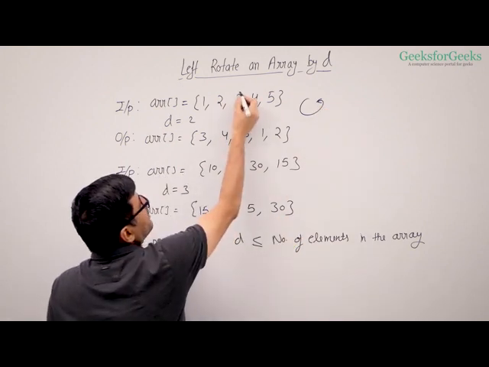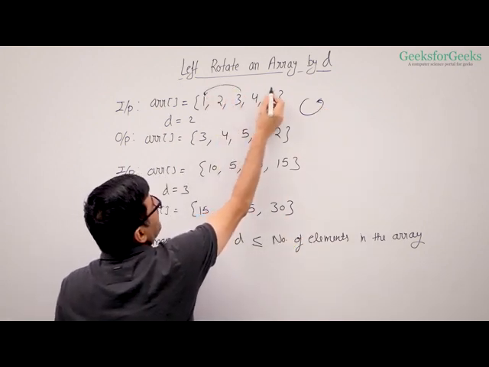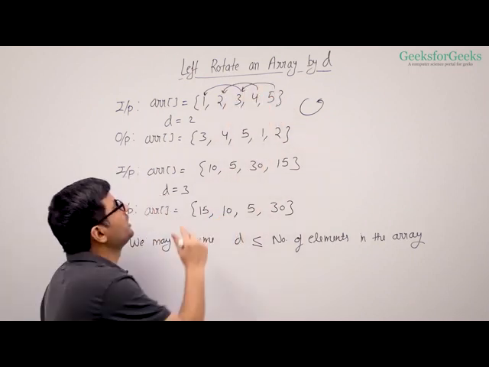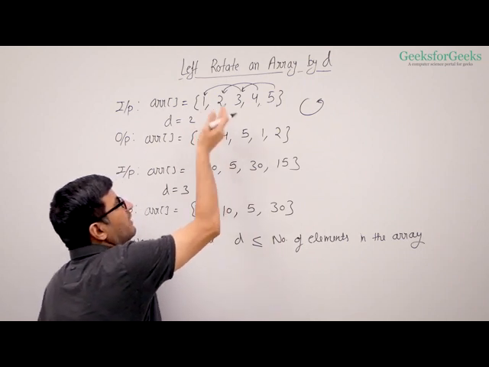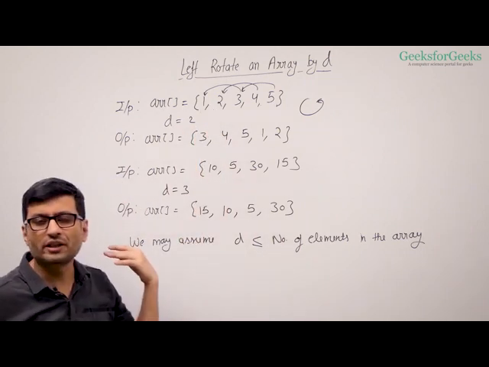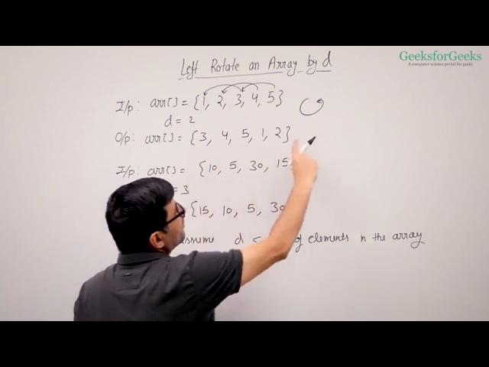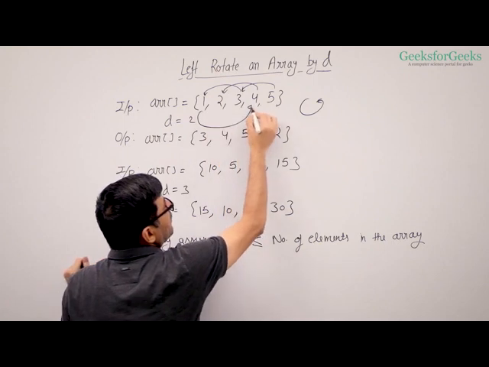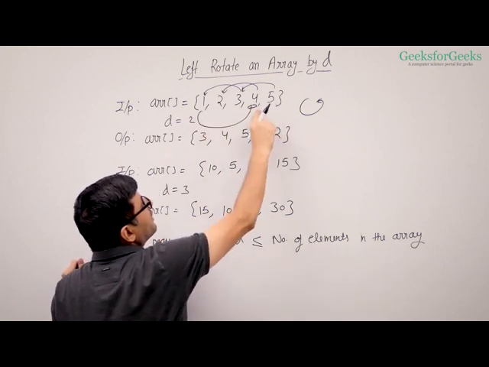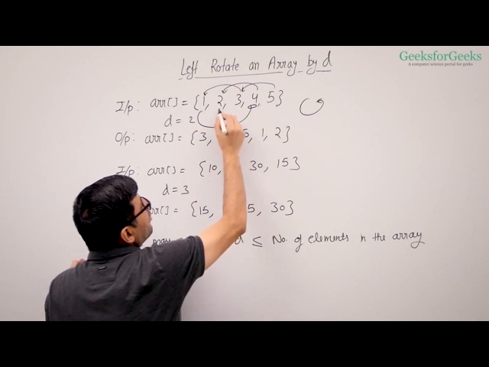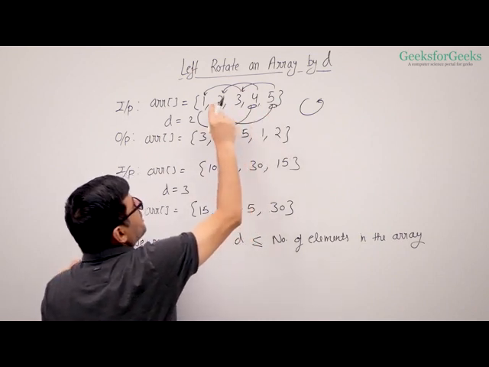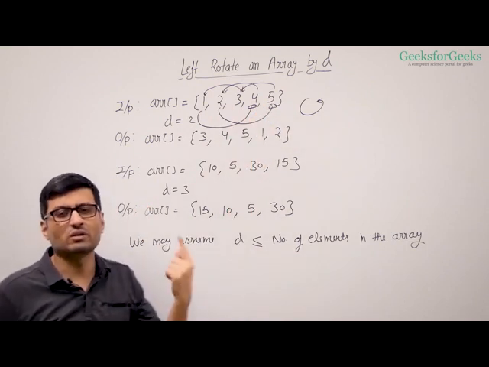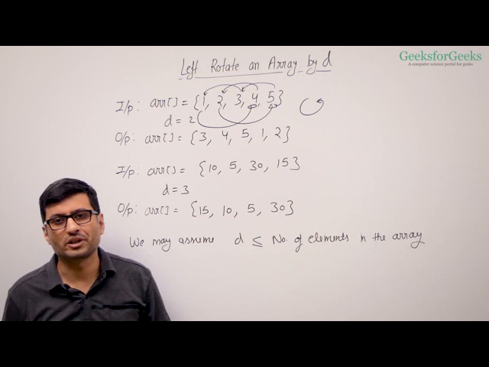So all these elements go 2 positions back. This goes 2 positions back. This goes 2 positions back. Please note that these 2 elements do not have anything on the left side, and they go 2 positions back in a circular manner. So 1 goes here, right? 1 position back is 5 and 2 positions back is 4. And 2 goes here. 1 position back is 1 and 2 positions back is 5 in circular manner. And that's what we call left rotation.